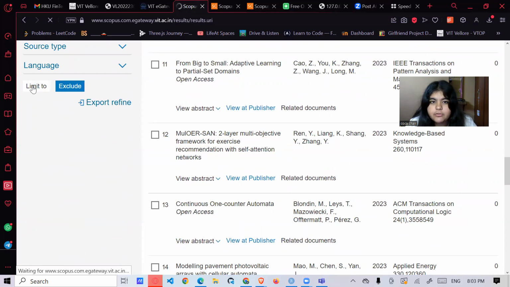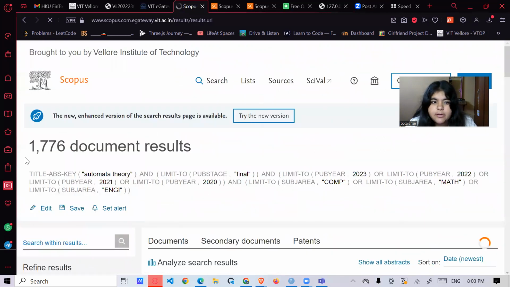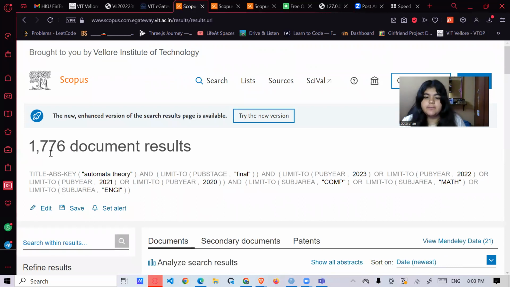So it's going to reduce from 30,000 to 1,776. See, now this is an improvement. Now I'm only going to have 1,776 documents in my research paper set.